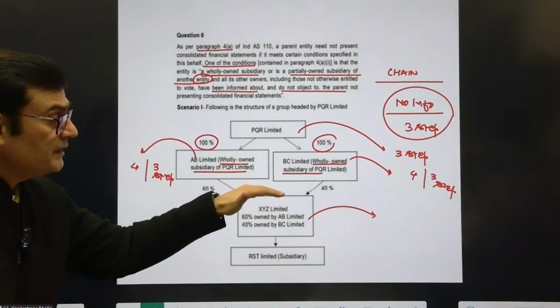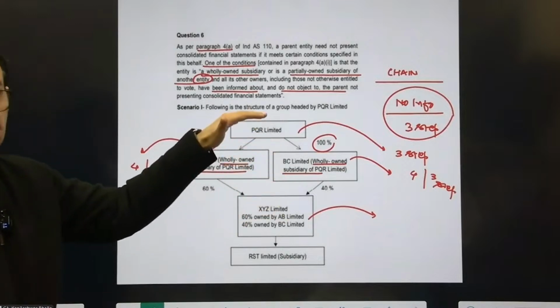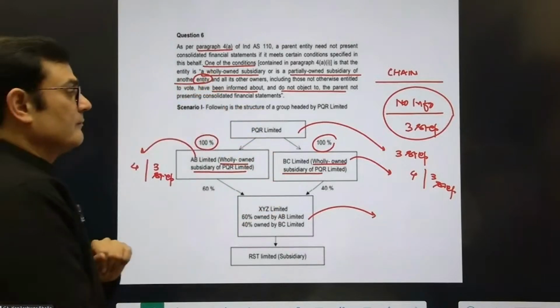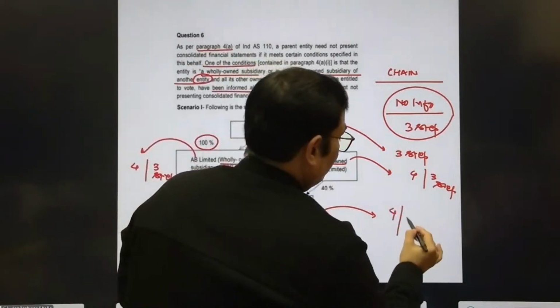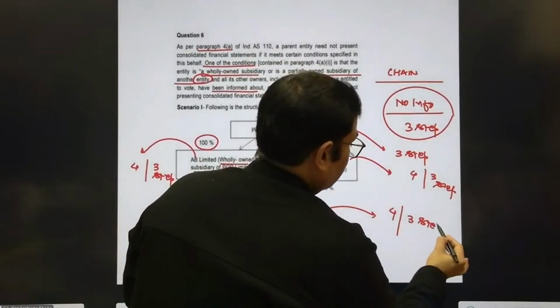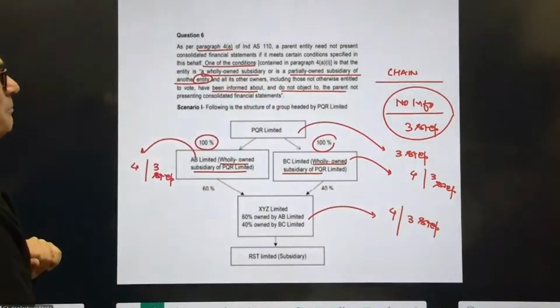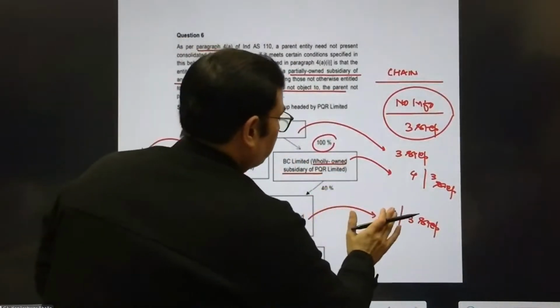Are they both middle companies? Sir, we apply 4 conditions plus 3 steps. Wonderful. Yes, same status as AB and BC. So I can only apply 4 conditions.